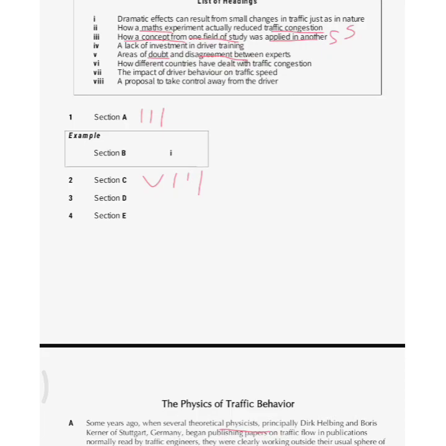Now if we see the second one, a maths experiment, no, this is not what we are talking about. Third we have already marked. Now let's see the fourth one, a lack of investment, no, this is also not what we are talking about. Fifth, areas of doubts and disagreements between the experts.